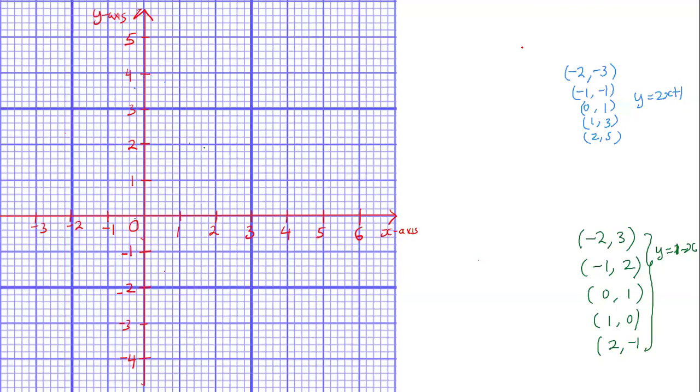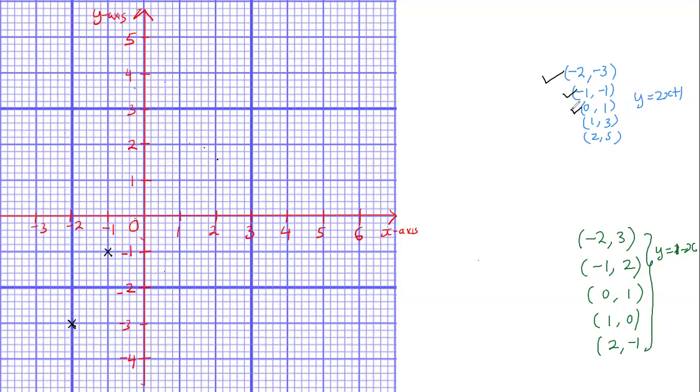We are going to do the plotting. Now, when I'm plotting, allow me, I want to use another color, but for you, stick to your color, no problem. Now, I'm going to plot negative 2 and negative 3. I'll come to my graph. I know this is where negative 2 is and negative 3 is down. I'll plot using a star. I go to the next one, negative 1, negative 1. Negative 1 is here, negative 1 is here. I do the same plotting.